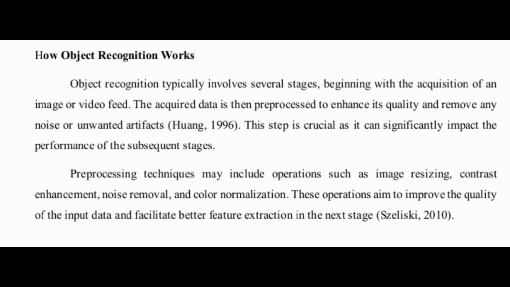How object recognition works. Object recognition typically involves several stages, beginning with the acquisition of an image or video feed. The acquired data is then processed to enhance it and remove any noise and artifacts. This step is crucial and has a significant impact on the performance of the subsequent stages. Pre-processing techniques may include operations such as image resizing, contrast enhancement, noise removal, and color normalization. These operations aim to improve the quality of input data and facilitate better feature extraction in the next stage.